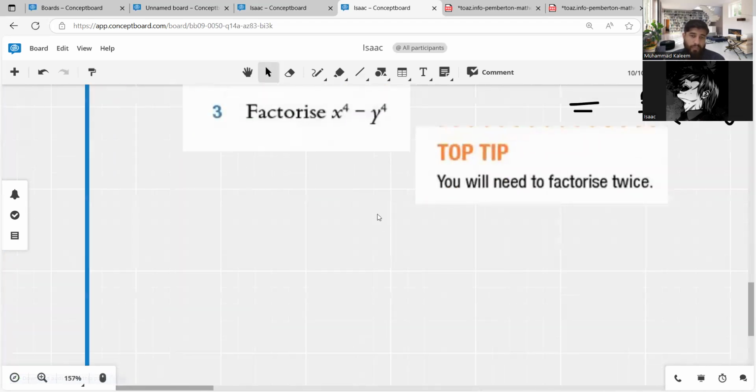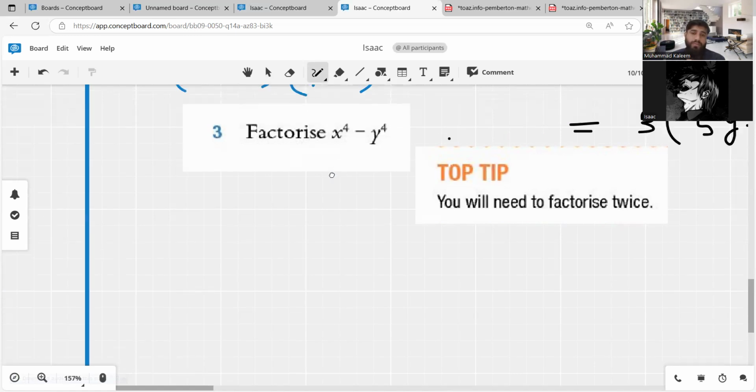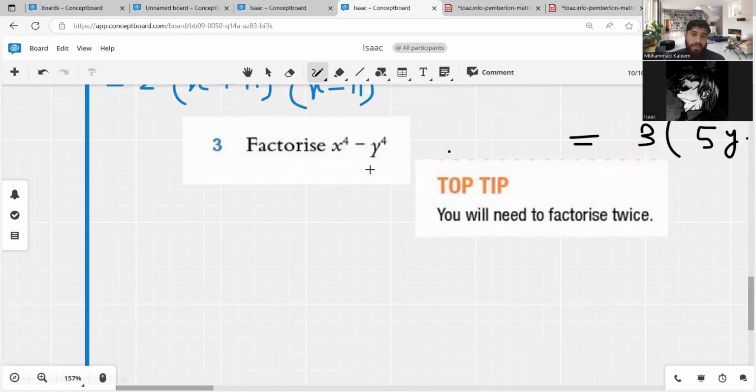How can we factorize this one? Any idea? Or should I give you the hint here? Well, I can't see the question. Oh, never mind, x4. This is the question. Okay, I can see it. I'm not sure. Okay, can I write x4 in this format?